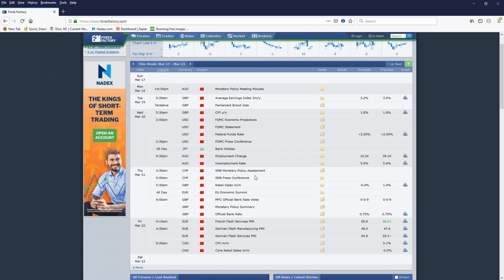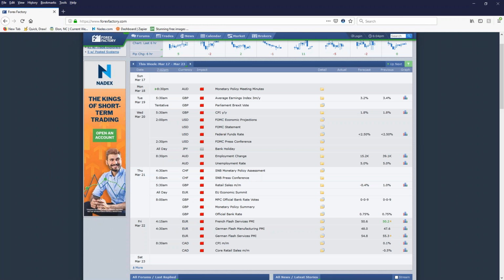Not expecting any surprises there. Normally, that doesn't move the market a lot, but just be aware that it is there and they will have it. Then also on Thursday morning, we have the GBP official bank rate policy summary and bank rate votes. Again, no surprises expected, okay?